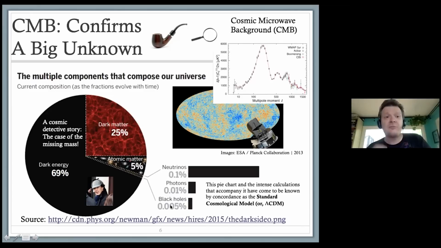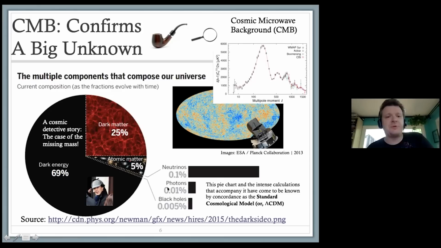Then we have black holes. Now, this might not be correct, and the argument goes back and forth over many years, is whether there are sufficient black holes to actually account for the 25% dark matter, and we don't need anything else. So even though the classic chart shows 0.005%, there's still an open discussion and debate in the community about what if this is actually a much larger number and dark matter could be explained by black holes. But right now, the consensus is that's not the case.